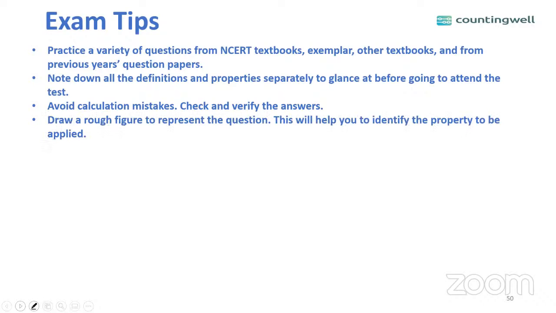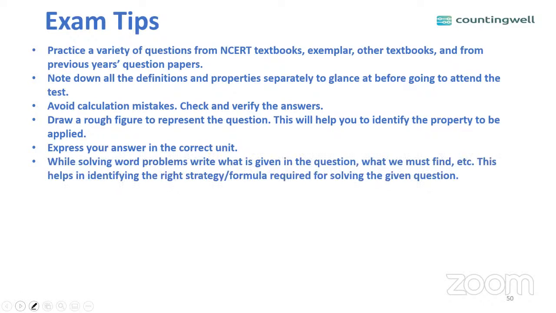Make sure you always draw a rough figure to represent the question. This will help you to identify which property to apply where, and always express your answer in the correct unit. So if the sides are given in centimeter, represent the side in the figure with the same unit, that is centimeter. Do not write meter or meter square and so on. Also, while you are solving a word problem, make sure what is given in the question. So you should write down what is given in the question, what you have to find, etc. This will help to identify which property you should apply to find the unknown angle or side.